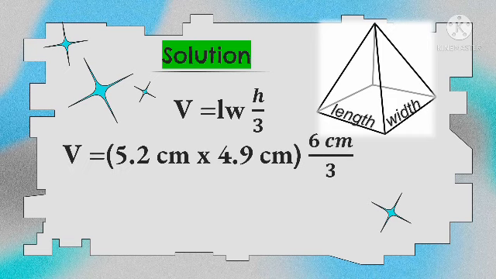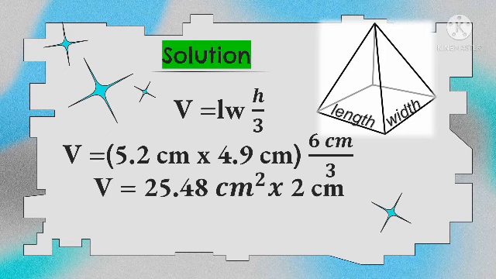Okay. So, substitute natin yung mga given values sa ating formula. So, V equals, yung length natin is 5 and 2/10 centimeters multiplied sa 4 and 9/10 centimeters. Then, yung given height is 6 centimeters over 3 or divided by 3. So, pwede na nating i-divide itong 6 by 3, diba? So, the answer is 2 centimeters.